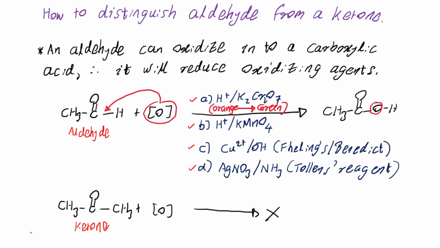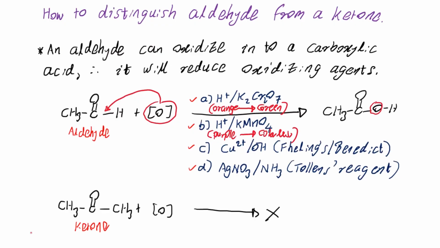Next, if I add acidified potassium permanganate, its initial color is purple. When the aldehyde gets oxidized, the acidified potassium permanganate gets reduced. So the purple color will turn to Mn2+, which is a very pale pink color. You can't identify it, so it's colorless.